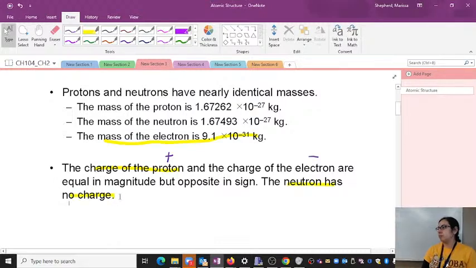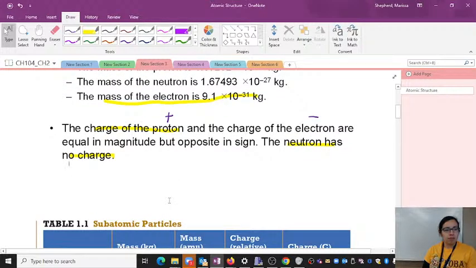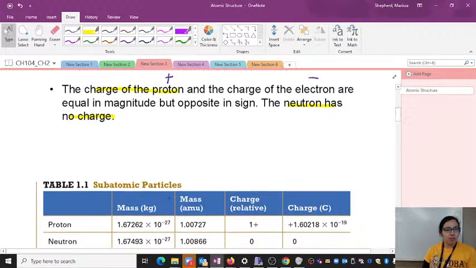Yeah? Will we be getting at all into the reason why they have electrical charges, or no? No.